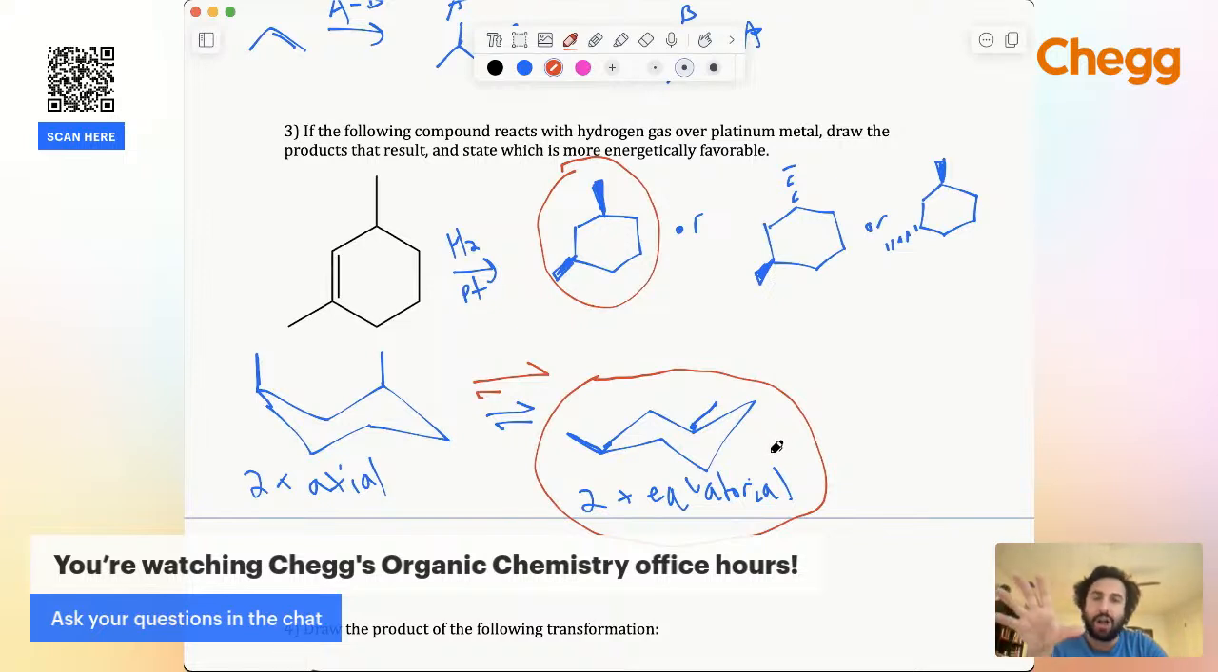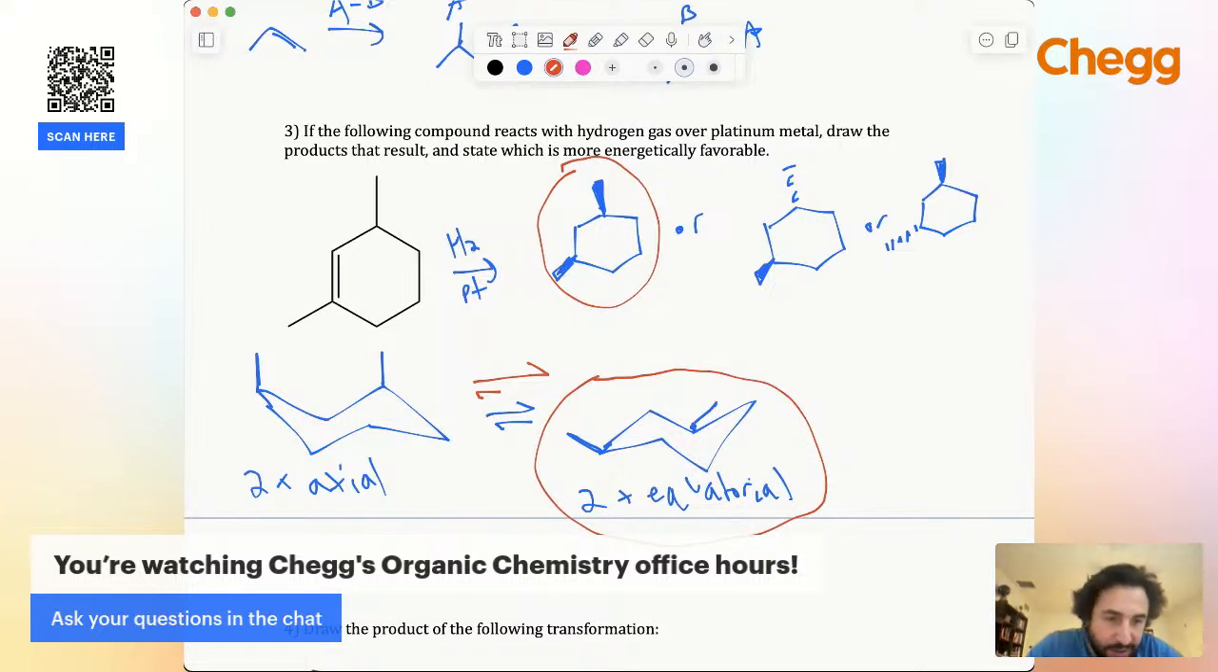If you took a snapshot of the trillions upon quadrillions of these molecules in a sample of this substance, a dramatically greater proportion of them would look like the diequatorial conformation at any given time. Some of them would be diaxial, but it would be the minority. So we're combining an addition reaction with some conformational analysis, chair structures for cyclohexane derivatives. So that is that one.